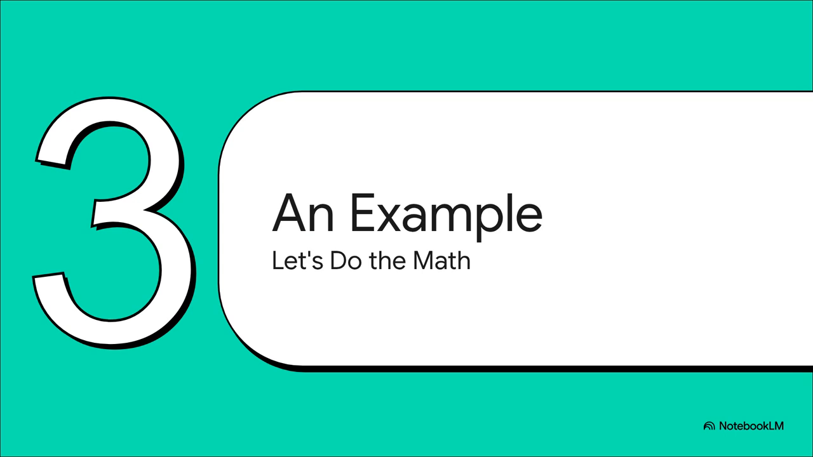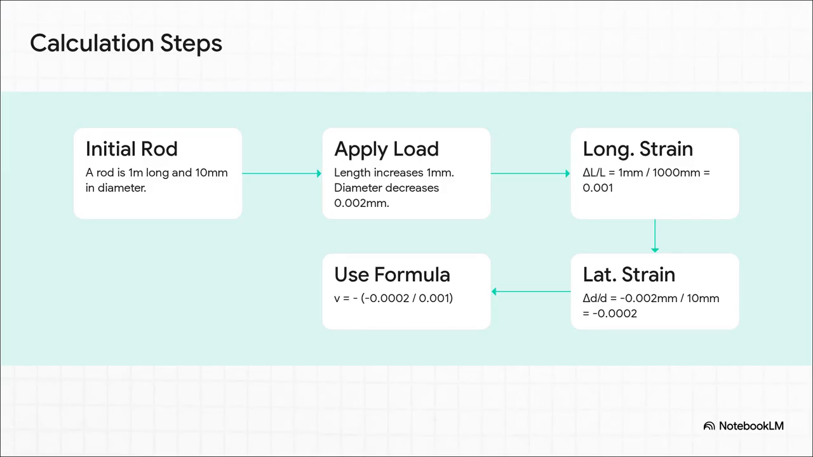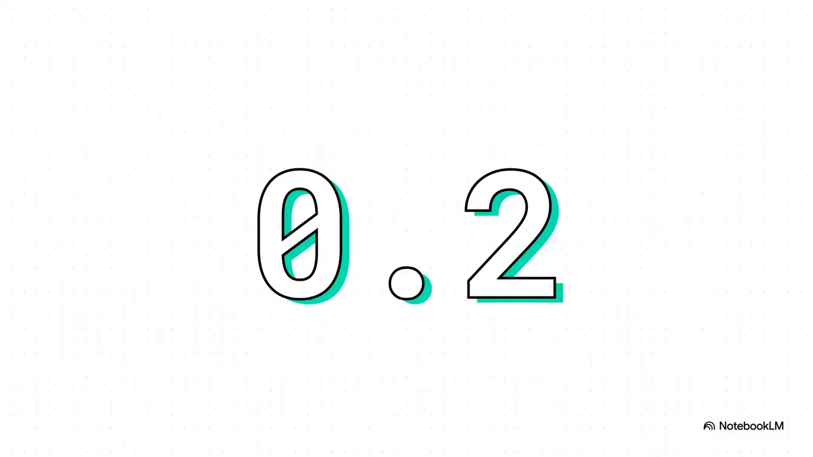Okay, theory is one thing, but let's be real. The best way to really get a handle on this is to see it in action. So let's just do a quick, simple calculation and see how this all works in practice. Let's walk through this together. So we start with a metal rod. We know its length and its diameter. Then we stretch it, and we measure exactly how much longer it got and how much thinner it got. From there, we just calculate the two strains separately, the lengthwise one and the sideways one. And for the final step, we just plug those two little numbers right into our formula. You run the numbers and boom, you get 0.2.